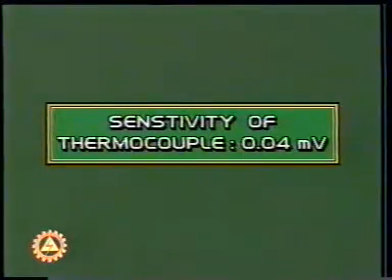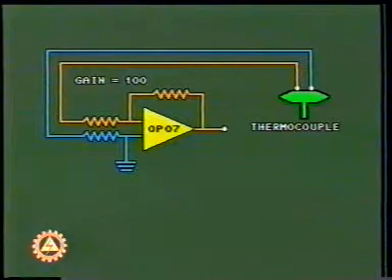For temperature measurement, we use chromel aluminum thermocouple having a sensitivity of 0.04 millivolts per degree Celsius. Do you think that the voltage level of the sensor output is sufficient for analog to digital conversion? No, not at all. Therefore, we use a two-stage amplifier circuit to amplify the sensor output.